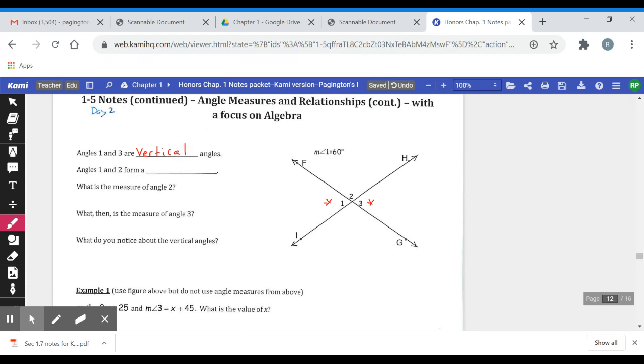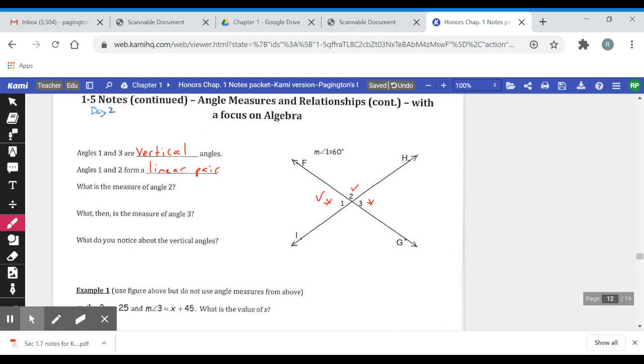Okay, and then it says angles 1 and 2 form a what? So now we're talking about this angle and this angle, and I can see it's two angles, and they're forming a straight line, so therefore they form a linear pair. And again, the way I mentioned that to you in class, I think of the fact that the word pair means two, and linear has the word line in it. So it's two angles that are forming a line.